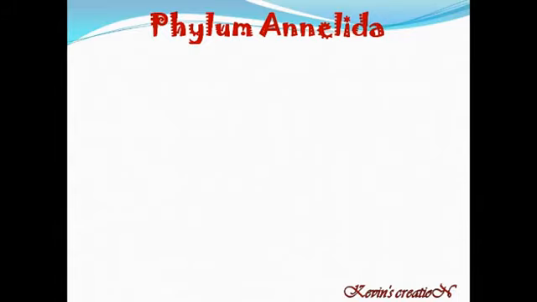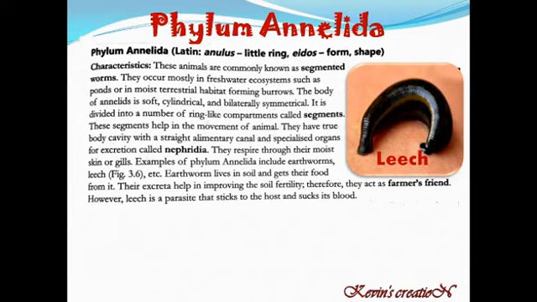Now we have come to the fourth phylum, that is Annelida. Most of you are very much familiar with this. Did you recognize the picture here? It's a leech, very common in Sikkim. So this word Annelida is taken from Latin words, annulus means little ring, and idios means form or shape. They are commonly known as segmented worms.